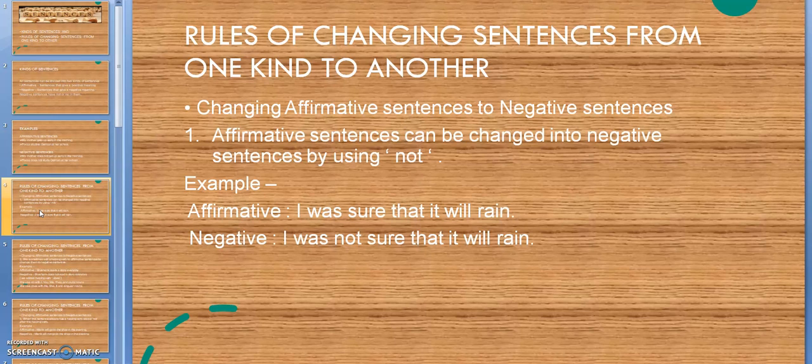I was sure that it will rain. The same sentence can be negative. I was not sure that it will rain. But children, we need to remember where we have to add no or not. That is the important point. So, let us discuss that.